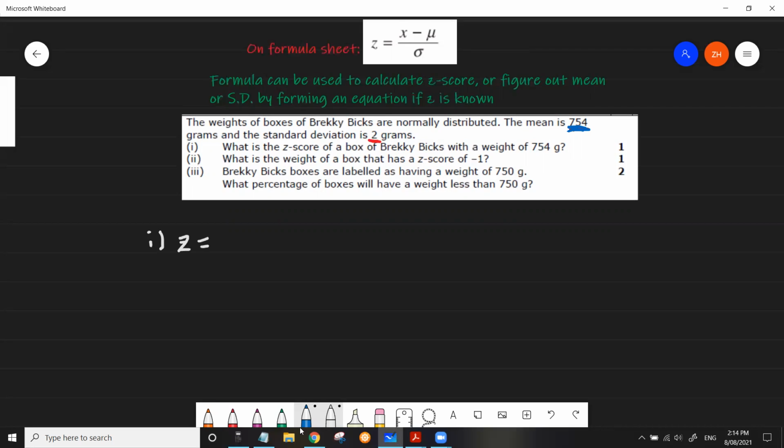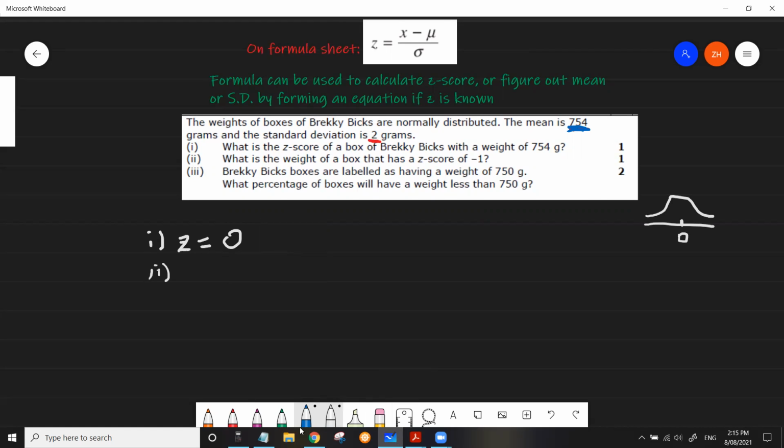Now, we could go ahead and substitute our values into our formula. So we could do 754, which is our score, minus our mean, 754, over 2, which is our standard deviation. Or if we just think about this for a moment, if our mean and our score are exactly the same, then that means on our bell curve, a z-score of 0 sits right in the middle, which is where our mean sits. So our z-score in this case is just going to be 0. So that tells us that our score is exactly the same as our mean. So no work required there.